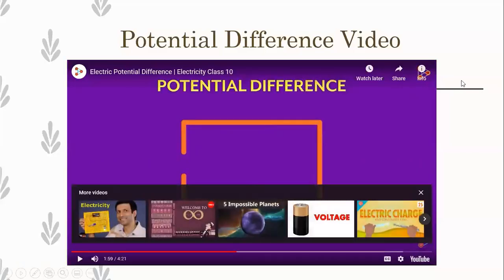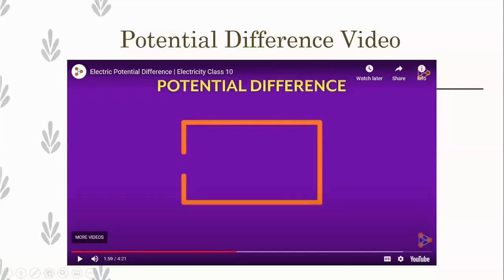Okay, so let's pause that for a second. She just said that potential difference is the factor that triggers the flow of electricity. So please write that in your notebooks right now. I am going to say it one more time. Potential difference is the factor that triggers the flow of electricity. Okay, let's keep going.